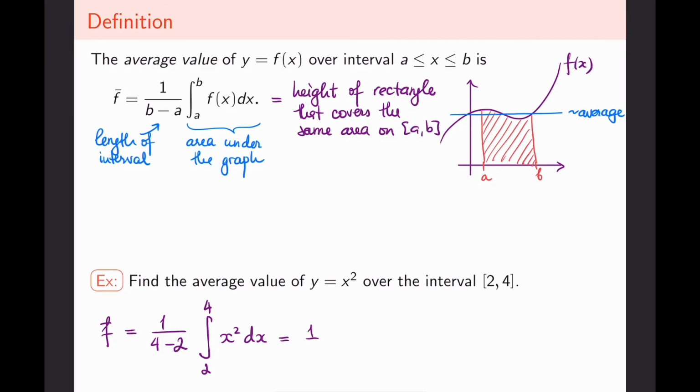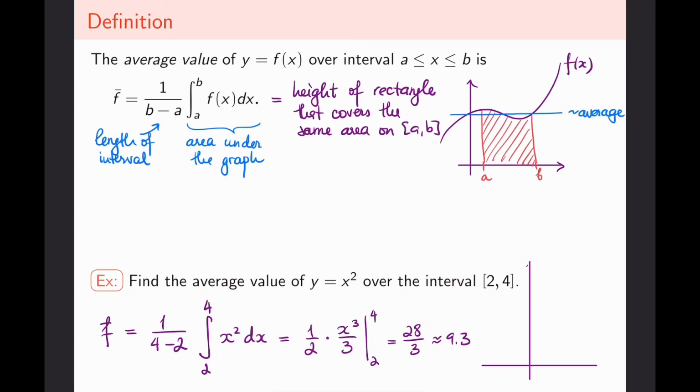So what I have is 1/2 in the front, then the antiderivative of x squared, which is x cubed over 3, and I have to compute that between 2 and 4. If I plug it in and actually calculate it, it's going to come out to be 28/3 or approximately 9.3. Let's sketch a rough graph and see if that number even remotely makes sense.